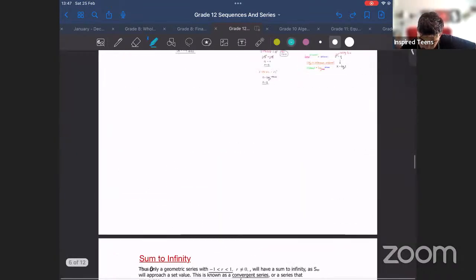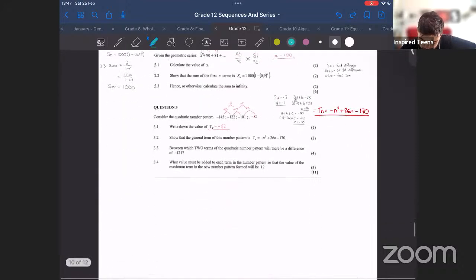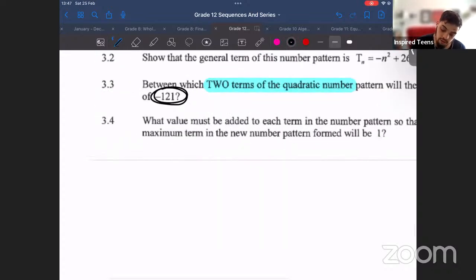So let's go back to our question. They want to know between which two terms of the quadratic will there be a difference of negative 121. Firstly, you need to know that this negative 121 is a first difference.